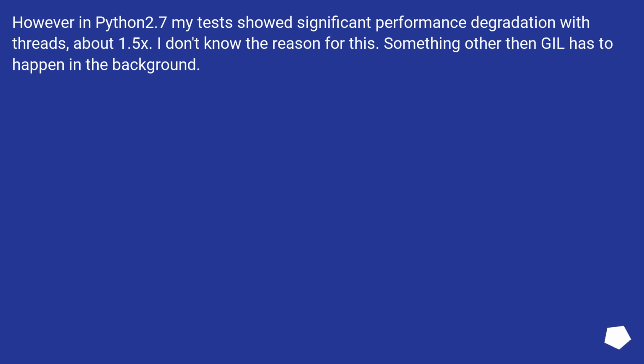However, in Python 2.7 my tests showed significant performance degradation with threads, about 1.5x. I don't know the reason for this. Something other than the GIL has to happen in the background.